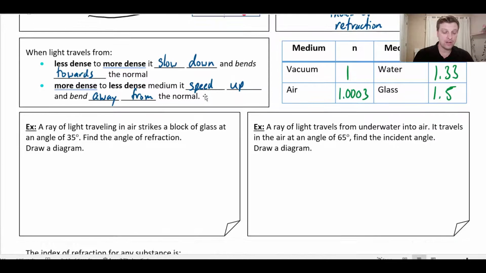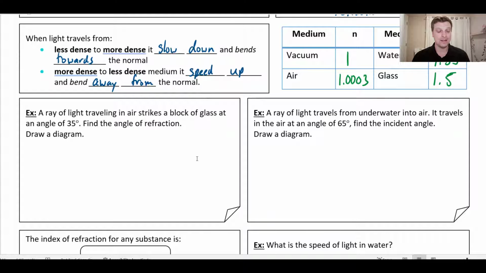All right, so we've got a ray of light traveling in air, and it strikes a block of glass at an angle of 35 degrees.